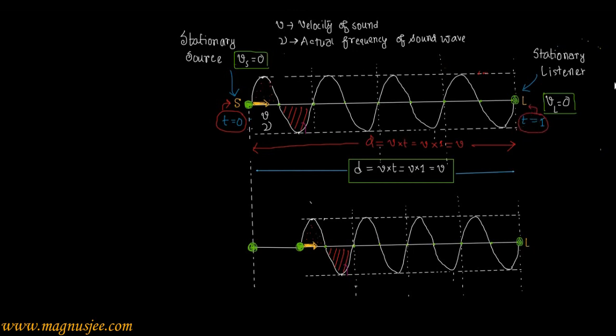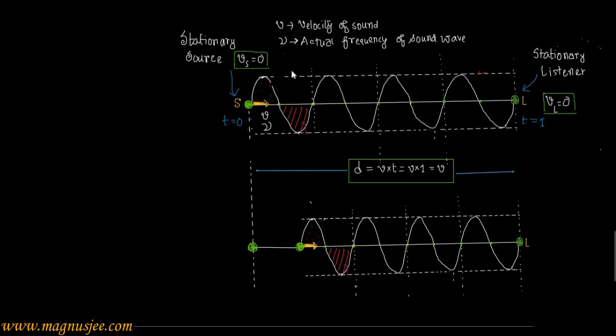That means the sound wave propagates from source to listener in 1 second, and the distance traveled by the sound wave will be d is equal to v. That means the distance is equal to the velocity of the sound wave, because the interval of time is 1 second.